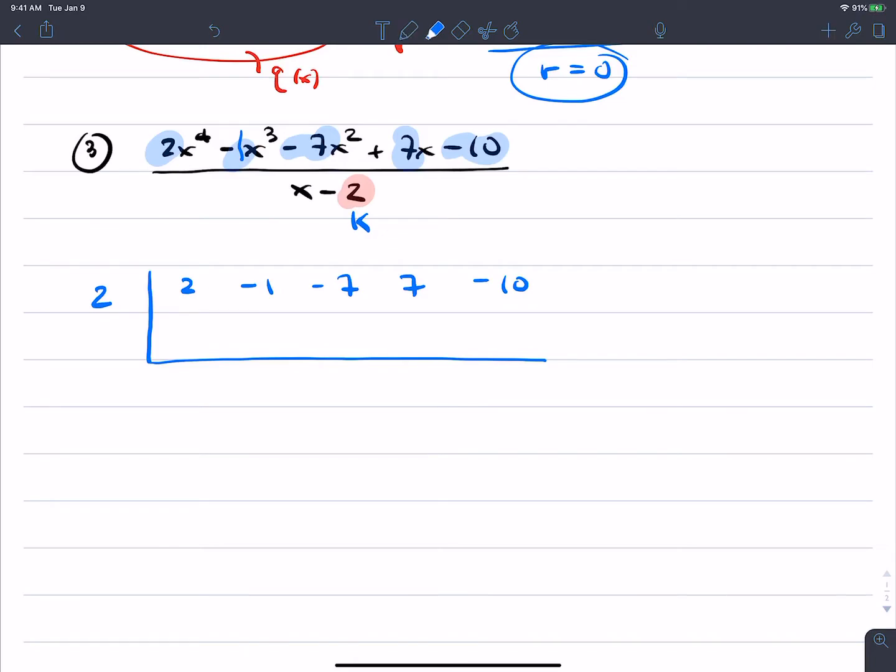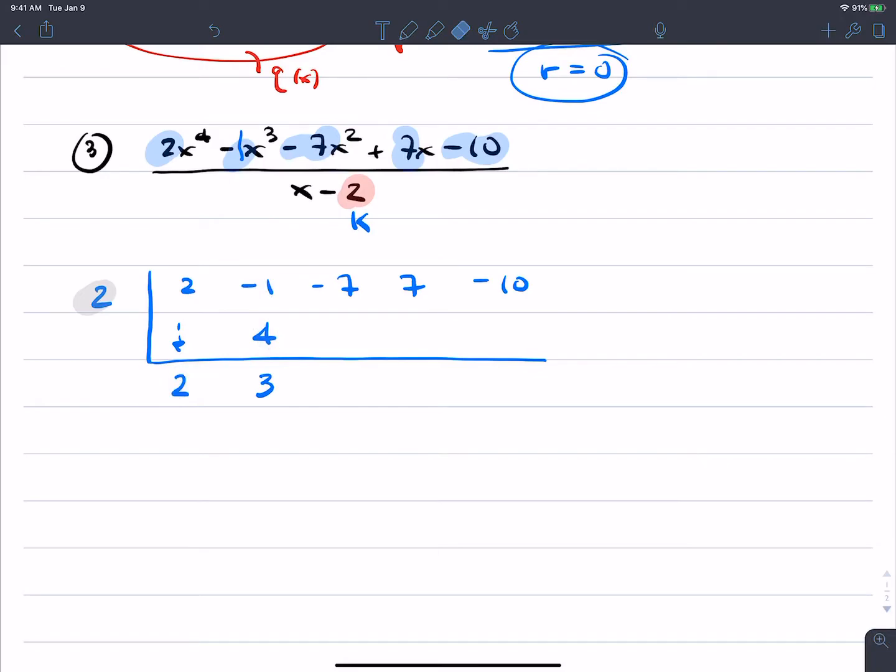So let's go through our process now. We're going to bring down the 2. This is how you start that process. We put the 2 down here. So 2 times 2 is going to give us 4. This is where we put the answer. We're now going to add or subtract, meaning negative 1 plus 4 is positive 3.